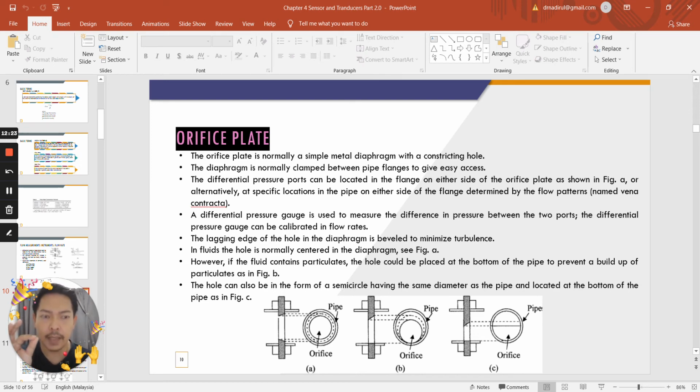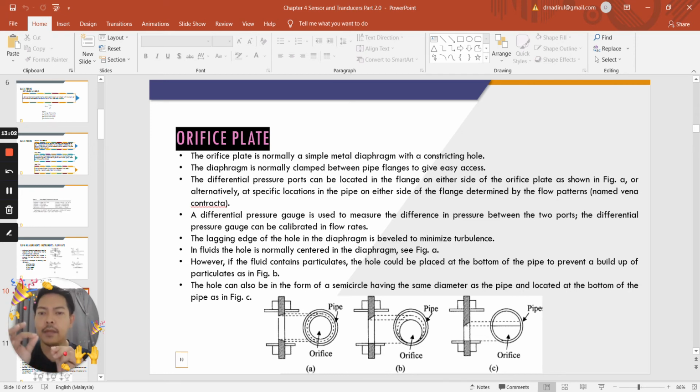the figure A. You can see here in figure A, the pressure port can be located on either side of the orifice plate, or alternatively at a specific location in the pipe on either side of the flange, determined by the flow pattern named vena contracta. A differential pressure gauge is used to measure the differential pressure between the two ports. The differential pressure gauge can be calibrated in flow rate.